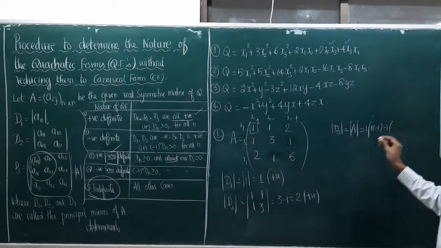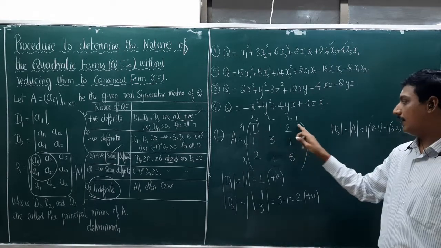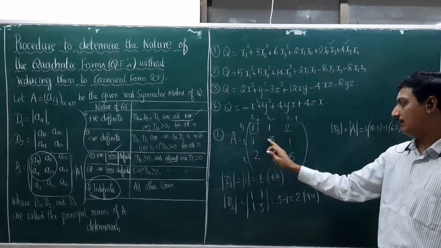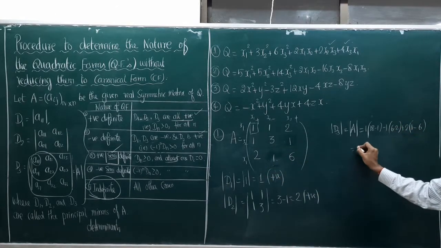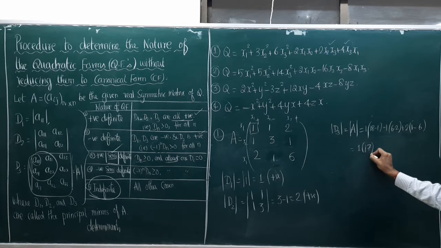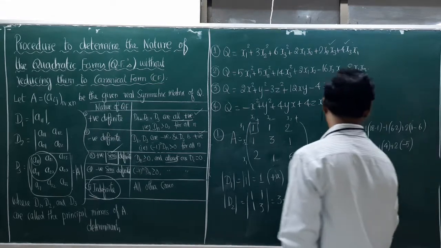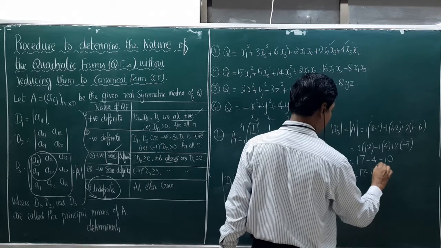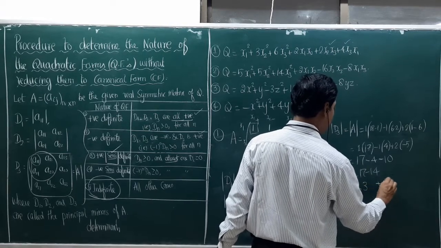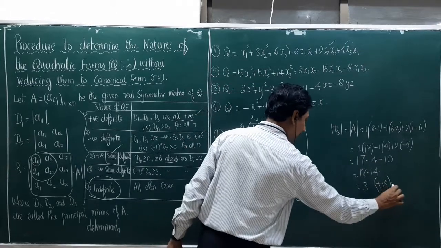So 1 into 6, 6 minus 2. Finally 2 into this column, this row and this column is eliminated. So 1, 3, 2, 1: 1 minus 6. So what is the answer? 1 into 17 minus 1 into 4 plus 2 into minus 5. So the answer is 17 minus 4 minus 10. Anyhow, 17 minus 14 is equal to 3. It is also positive. Please see that d1 positive, d2 positive, d3 positive.